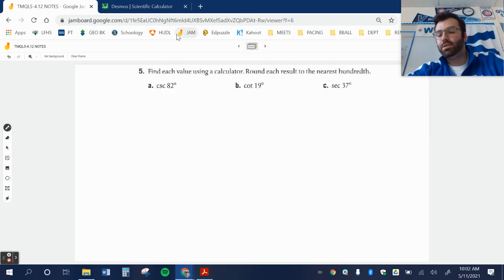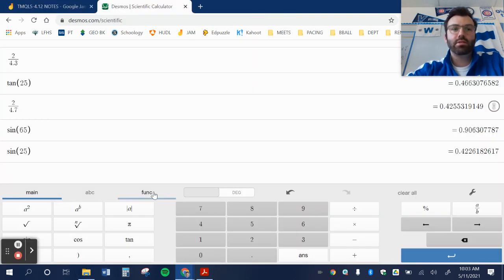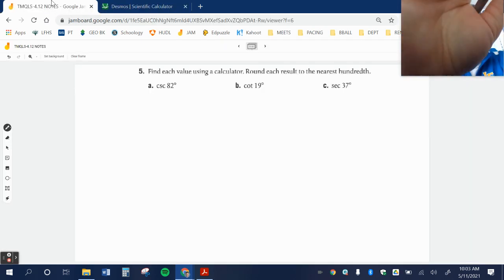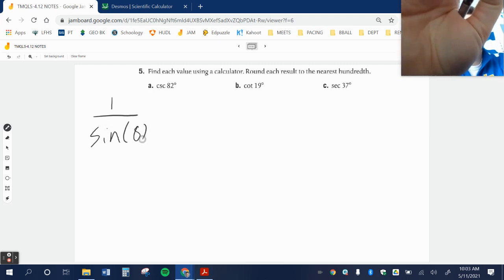So find each value using the calculator. These are co-functions. So unfortunately for us, there is not a co-function here. There's no cosecant. I can't type cosecant into the calculator. So what I need to do is this is 1 over the sine of 82.